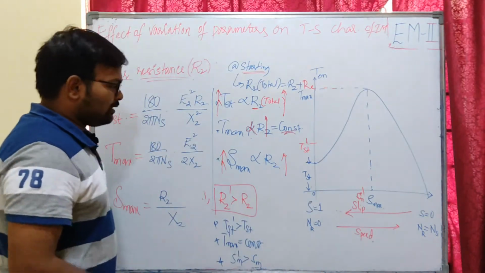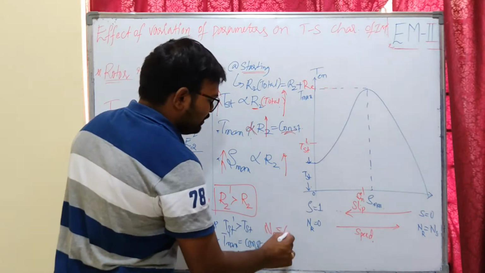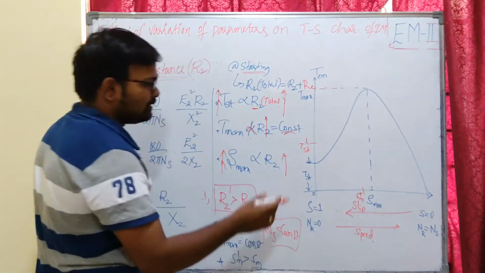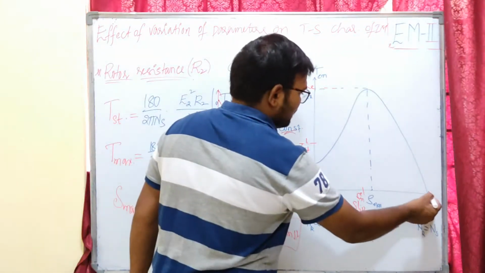And what about our Ns? Ns is constant irrespective of our rotor resistance because it is not a dependent quantity of resistance. Ns is constant. It is constant here.